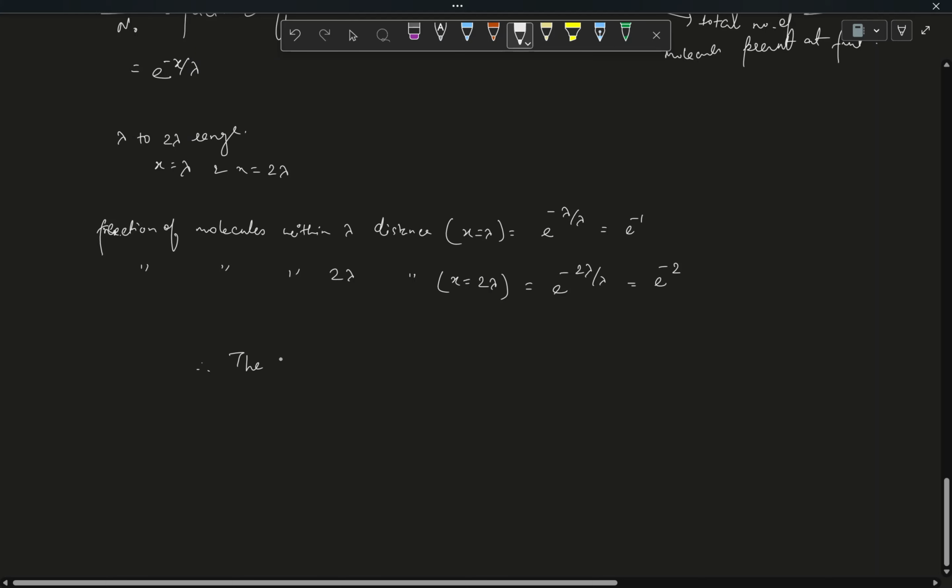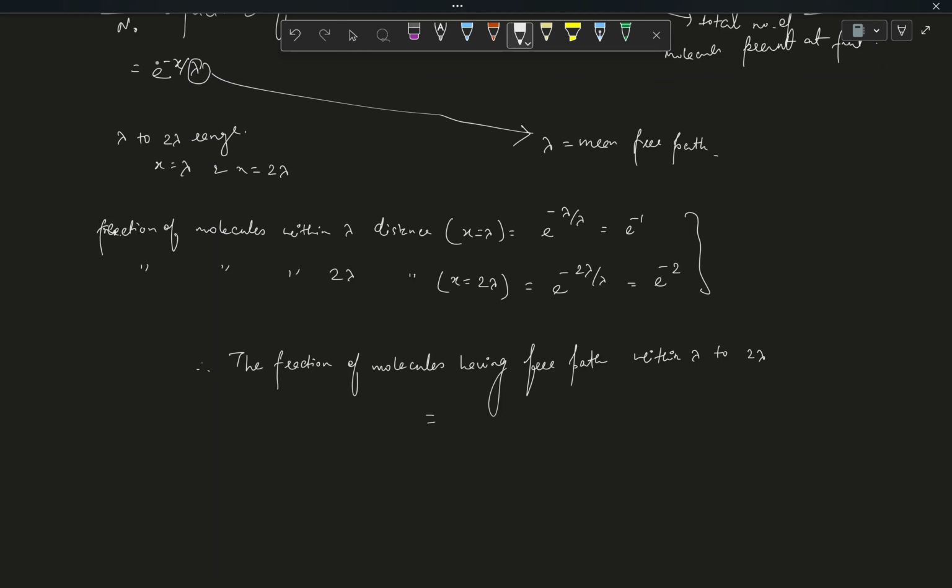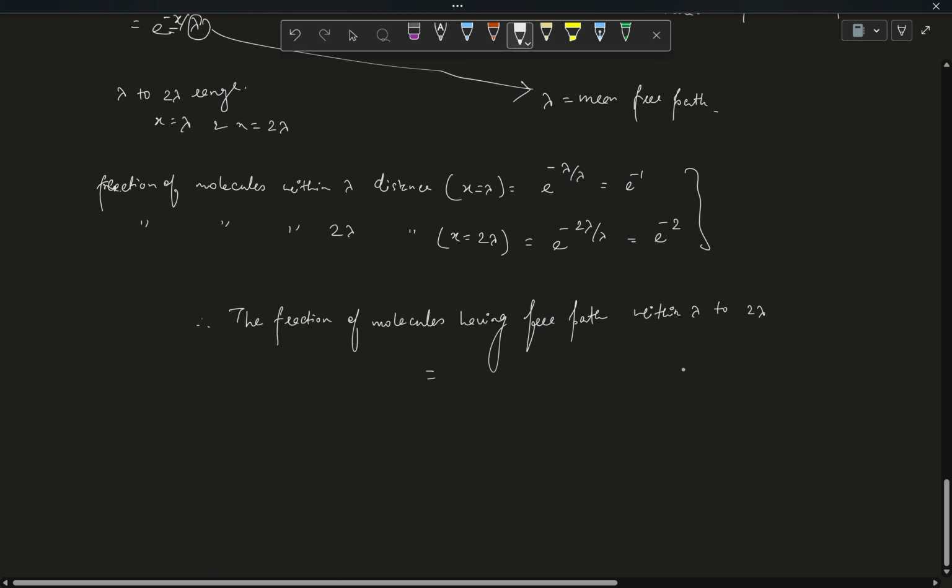Hence, the fraction of molecules having free path within lambda to 2 lambda is just the difference of these two. Now remember here, this lambda, the mean free path value, does not change, right? That is fixed because that is the average value, which is the denominator in e to the power of minus x by lambda. This does not change. The only variable is x, the distance that is being traveled. That is being varied as lambda and 2 lambda in the question.